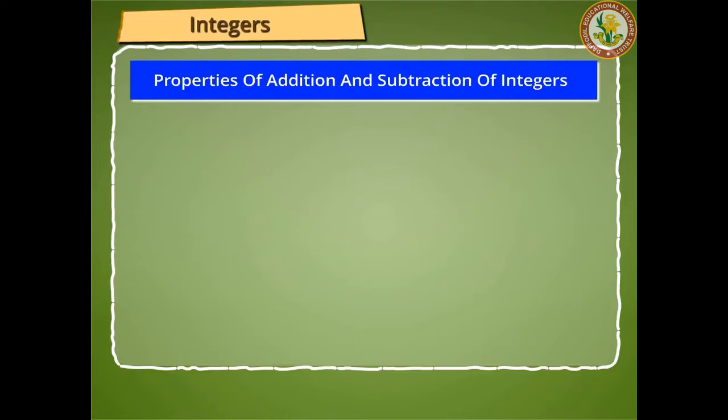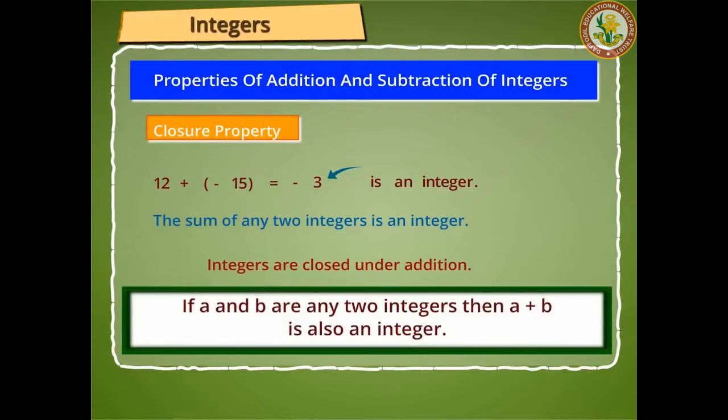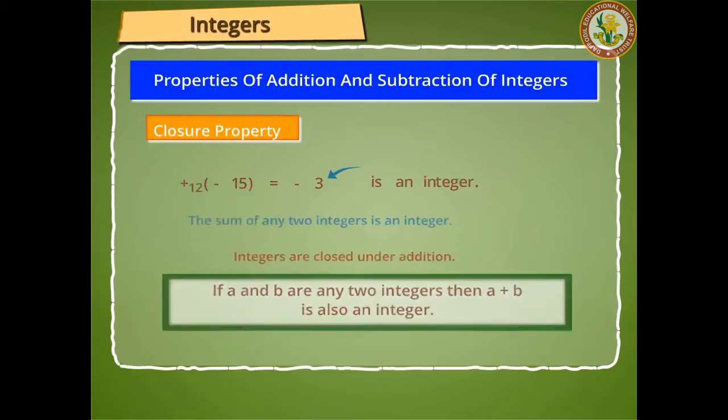Properties of addition and subtraction of integers. Closure property. As we know that 12 plus minus 15 is equal to minus 3, and minus 3 is an integer. Thus, the sum of any two integers is an integer. We can say that integers are closed under addition. Hence, if a and b are any two integers, then a plus b is also an integer.